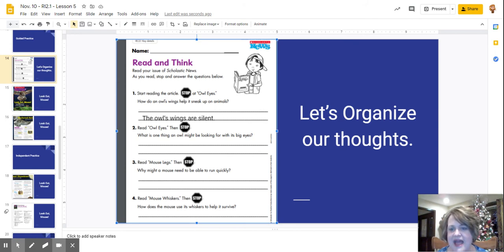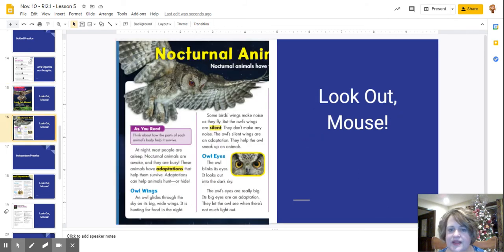All right, welcome back. So now it says read owl eyes, then stop. So let's go back to our passage. And here is another subheading, owl eyes. Those are like the mini titles. So it says, the owl blinks its eyes. It looks out into the dark sky. The owl's eyes are really big. Its big eyes are an adaptation. They let the owl see when there's not much light out.